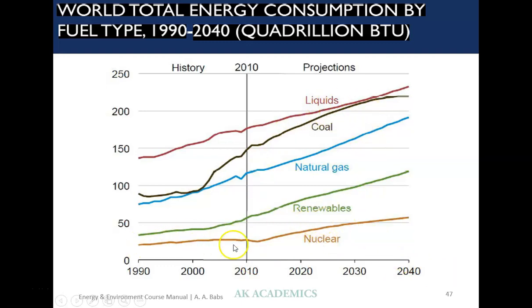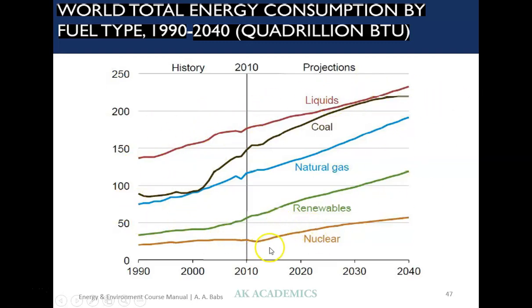So you can see we have nuclear, total energy consumption, world total energy consumption. For nuclear, the world consumed just about 25 quadrillion BTU. The world consumed close to 50, probably maybe 40 quadrillion BTU in terms of renewables. And then in terms of coal, you can see what is consumed globally. In terms of natural gas, you can see what is consumed globally, right? You can see all of those on this particular graph.